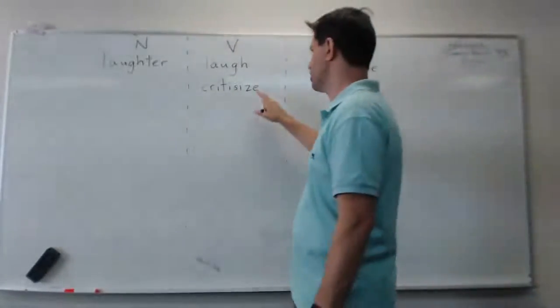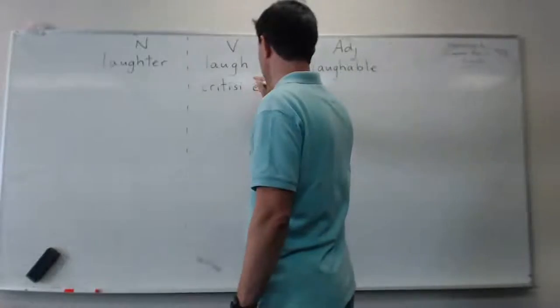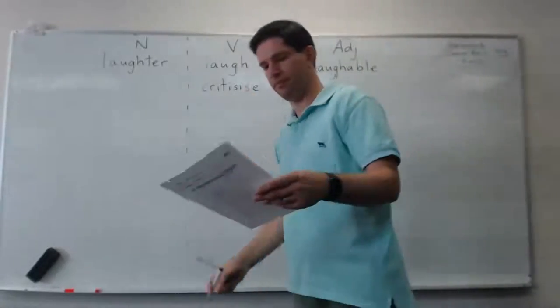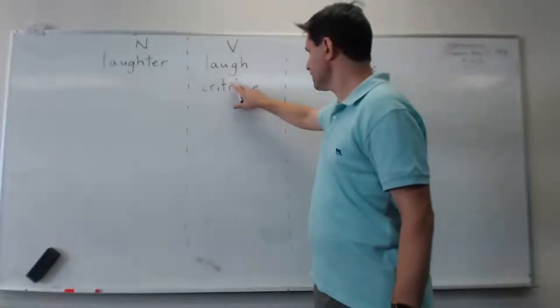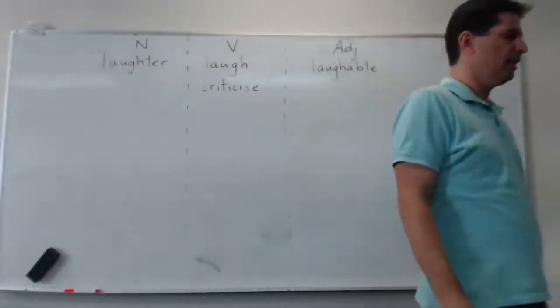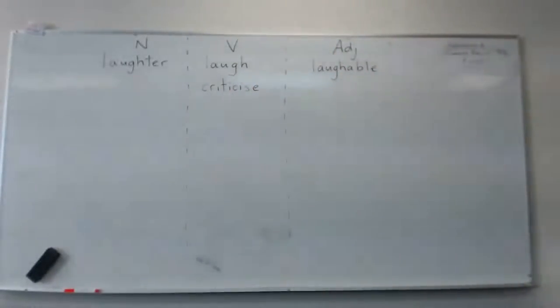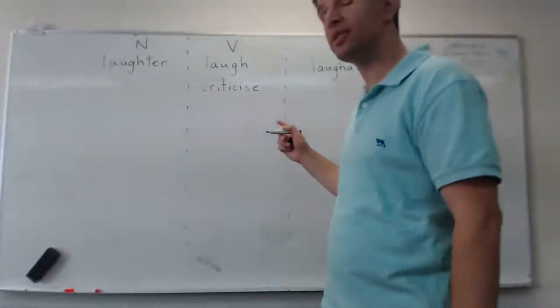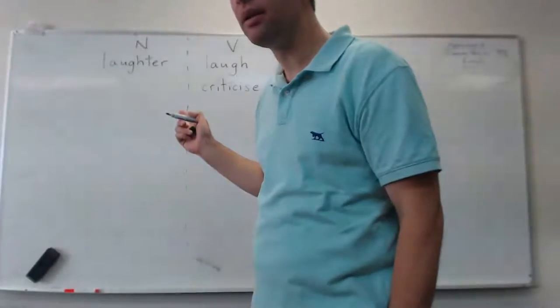Well, let's keep it in the English, Australian spelling, of course. Oops, I knew I put the C wrong. Let's criticize. Yeah, criticize. Okay. Criticism. Yeah, it's a noun. Sorry, what's the noun? Criticism.